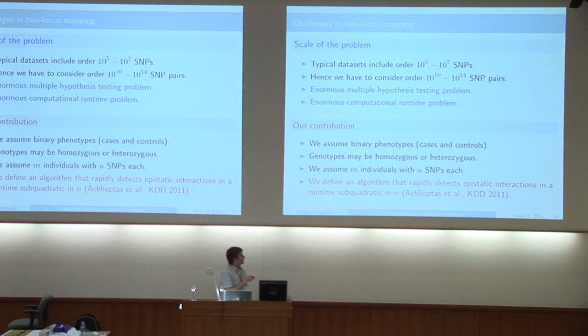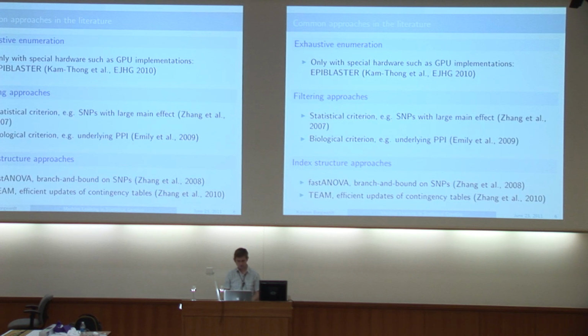This term epistatic interaction here, I would like to explain that. That is just the same thing as a SNP-SNP interaction. Epistasis is the name for the phenomenon that two genes interact with each other to cause a certain phenotype.